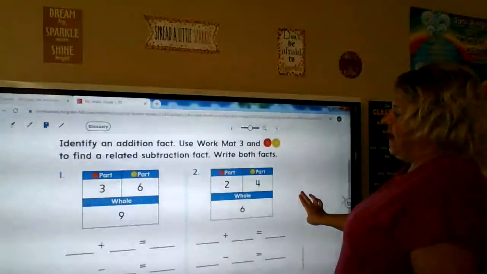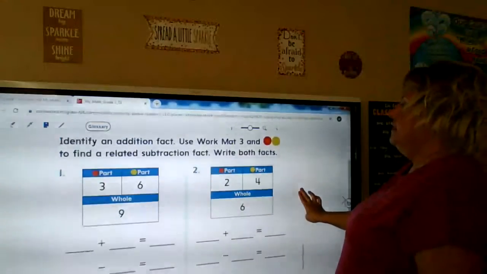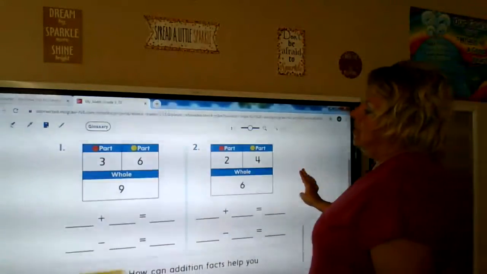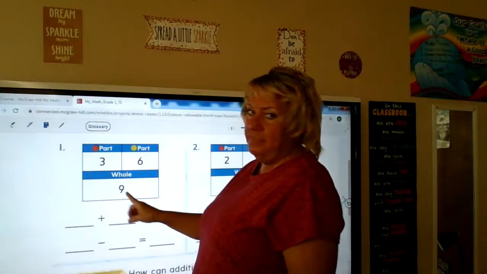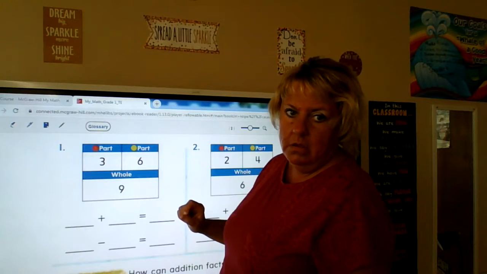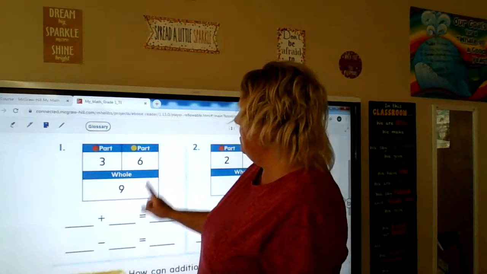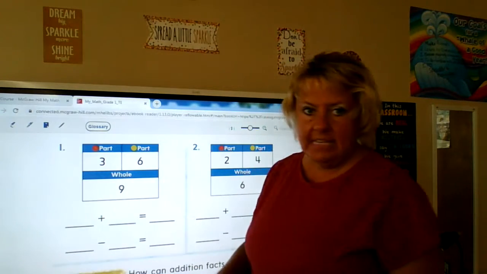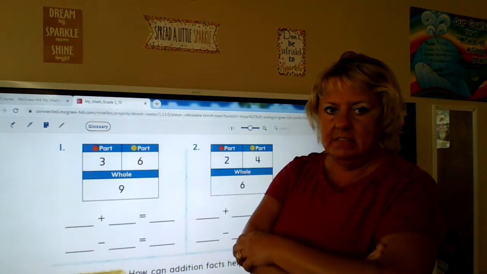Identify an addition fact. Find a related subtraction fact and write both facts. Okay, so here we have 3 numbers. We have 2 parts and a whole. Okay, what numbers would I put in what order if I'm adding to make it right?